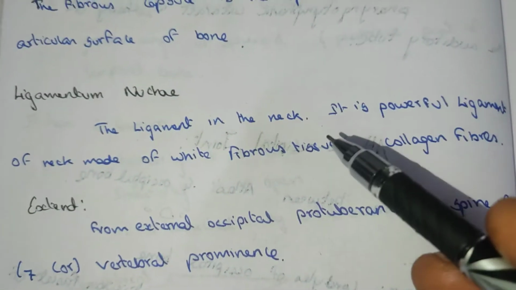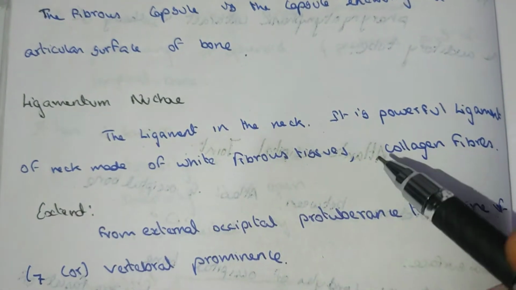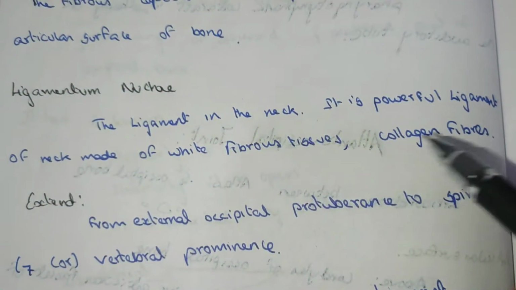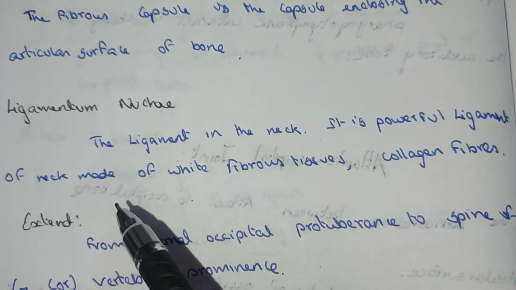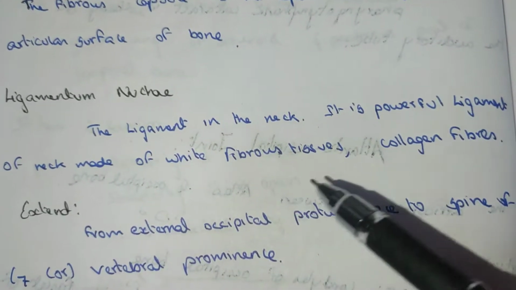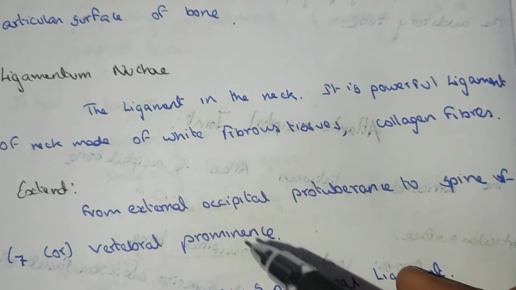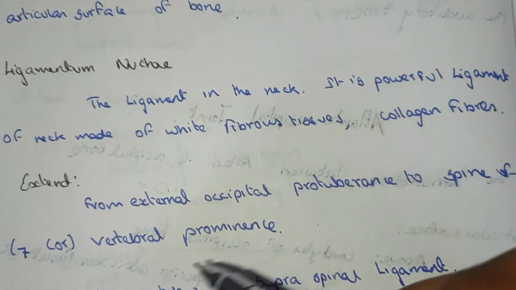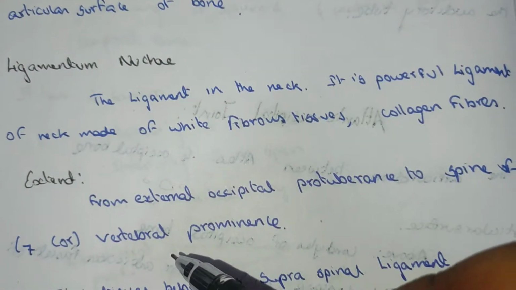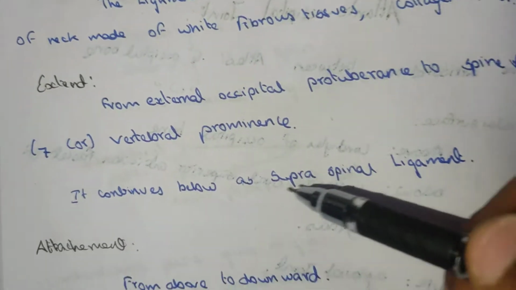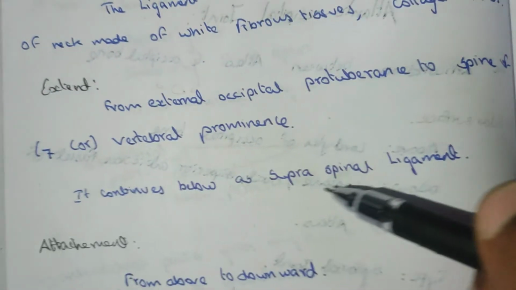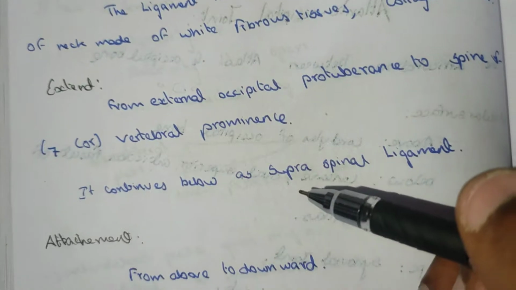The ligamentum nuchae is a ligament in the neck, and it is a powerful ligament made up of white fibrous tissue and collagen fibers. It extends from the external occipital protuberance to the spine of C7 and the vertebra prominens, and it continues below as the supraspinous ligament.